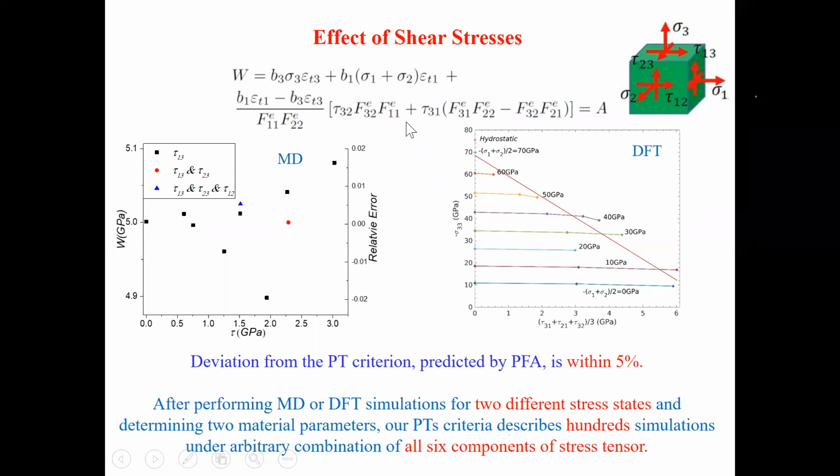So now we have a simple analytical expression for the phase transformation criterion in ideal material under the action of all 6 components of stress tensor, with just 2 material parameters which we calibrated. So now we can predict phase transition at any combination of components of stress tensor. And this is well beyond what was done in literature. Mostly, at maximum, it was 2 different components of stress tensor.